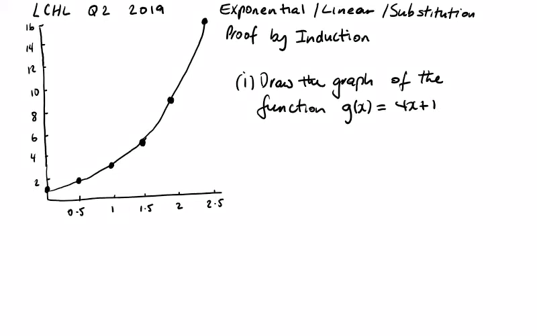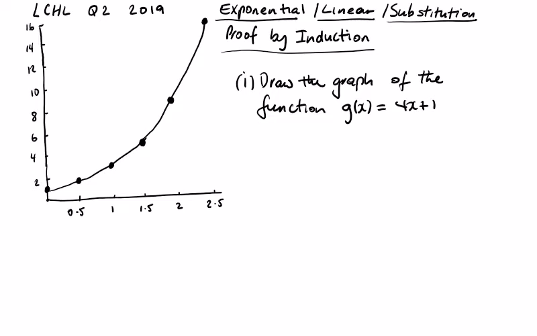Leaving Cert Higher Level Question 2 in 2019 dealt with an exponential function. You're asked to graph a linear function. You're asked to use substitution to verify something, and then you're given a proof by induction question. So quite a mix of things within the same question. So drawing the graph of the function, g of x is equal to 4x plus 1.